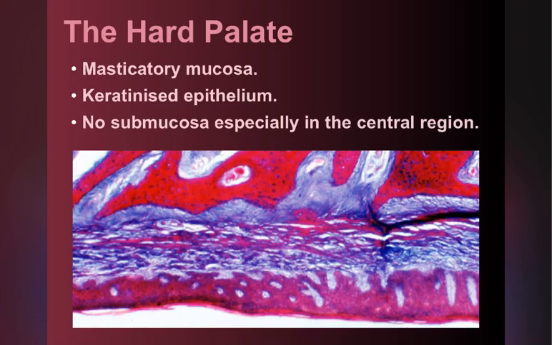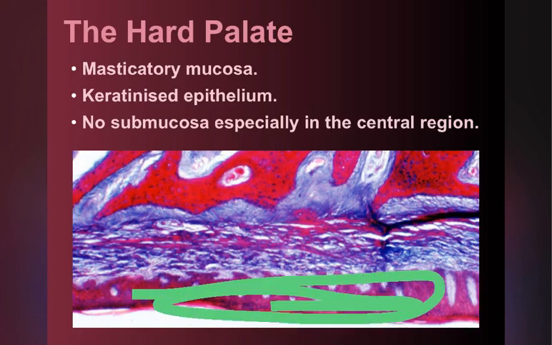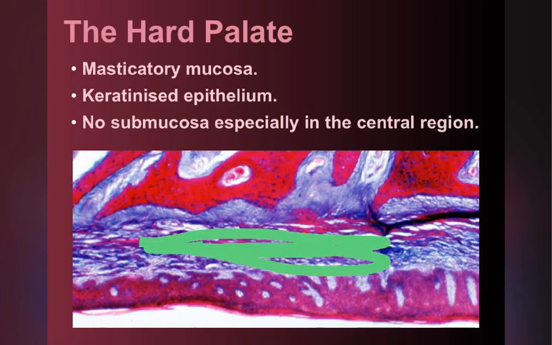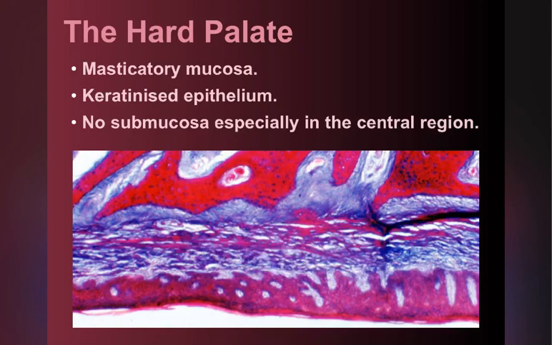In the central region of the hard palate, which is called the midline palatine raphe, we do not have submucosa. As you see in this figure, here we have epithelium of the hard palate, which is keratinized epithelium, lamina propria, about the same thickness as the epithelium, and then we have the supporting bone.